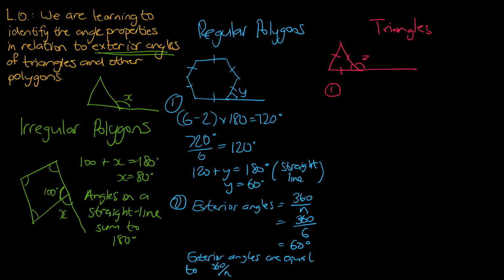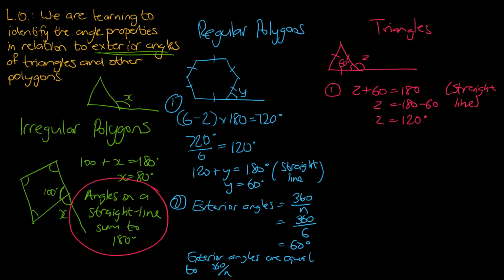So the first one is, well, we know equilateral triangles have an internal angle of 60 degrees. So we can use that straight line rule again. So we know that Z plus 60 should be equal to 180, which means Z is equal to 180 minus 60, which means Z will be equal to 120 degrees. And I'm not going to write it out in full, but I'm just going to note I've used my straight line reasoning. But just a friendly reminder, in your books, make sure you're writing it out in full every single time. So that was the first method we could use.